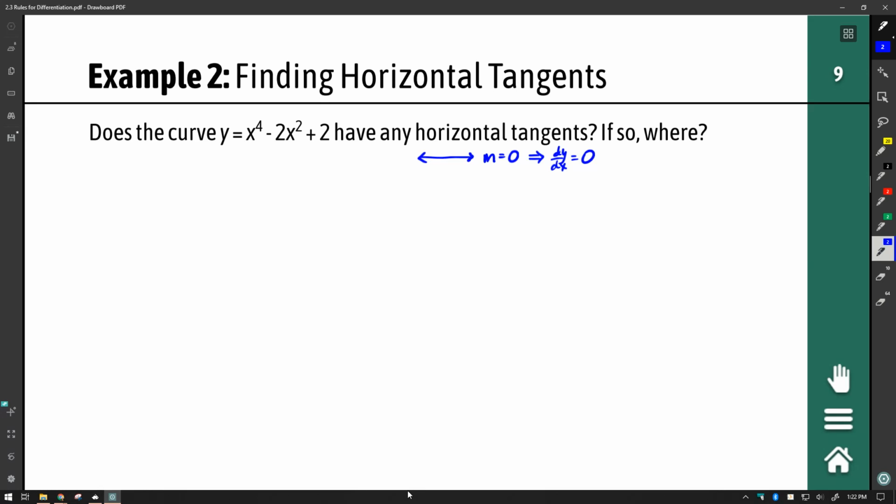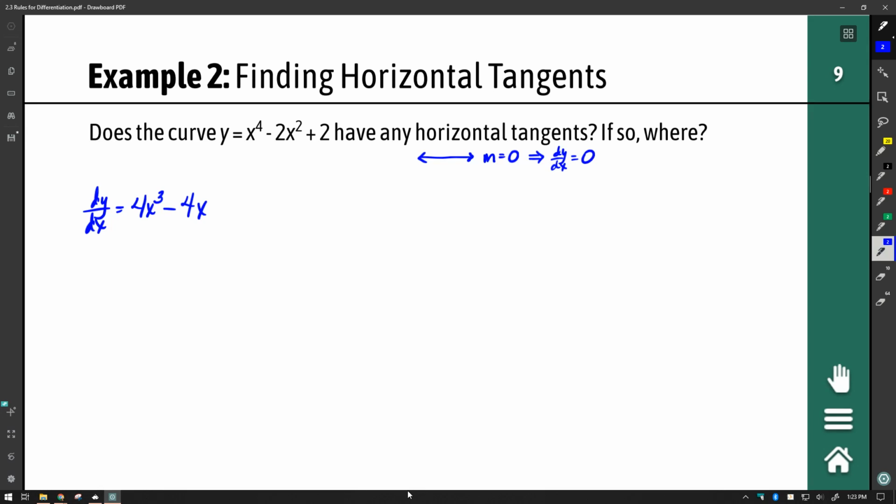So now with the power rule, with the sum and difference rule, with the constant multiple rule, we can quickly say that dy dx, the derivative of y with respect to x, is the derivative of x to the fourth, 4x cubed, minus the derivative of 2x squared. We're going to move right into the answer. That's going to be minus 4x because 2 is the constant multiple. Derivative of x squared is 2x, so 2 times 2x is 4x. And then the derivative of 2 is 0, and we'll leave that alone. This is dy dx, the derivative.